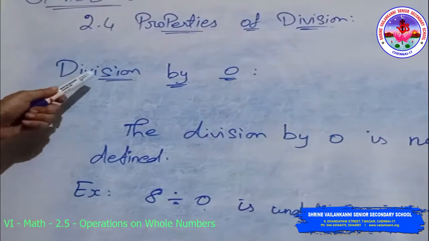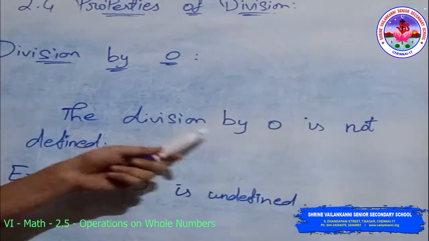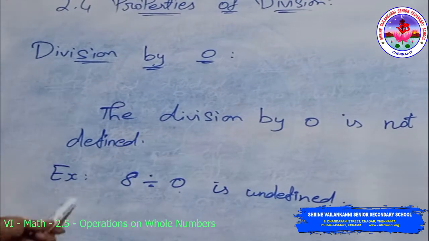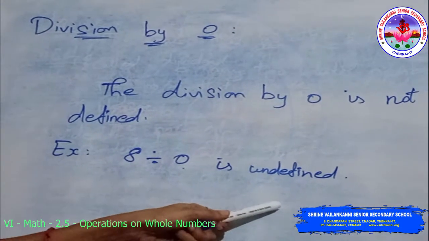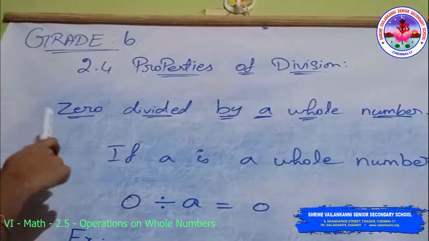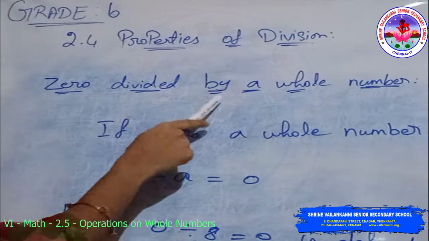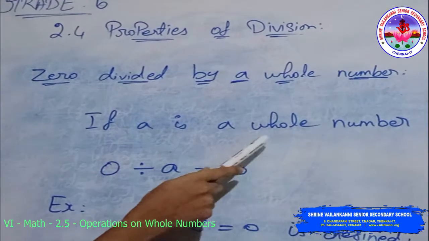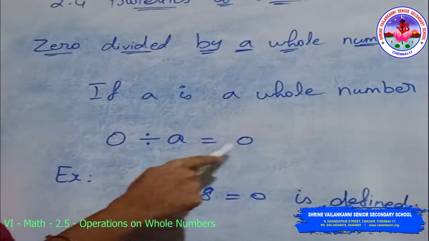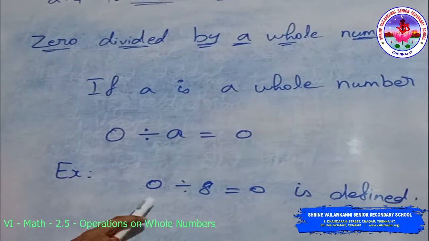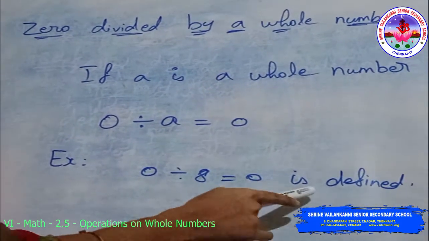The next property, division by 0. Division by 0 is not defined. For example, 8 divided by 0 is undefined. The next property, 0 divided by a whole number. If A is a whole number, 0 divided by A is equal to 0. For example, 0 divided by A is equal to 0 is defined.